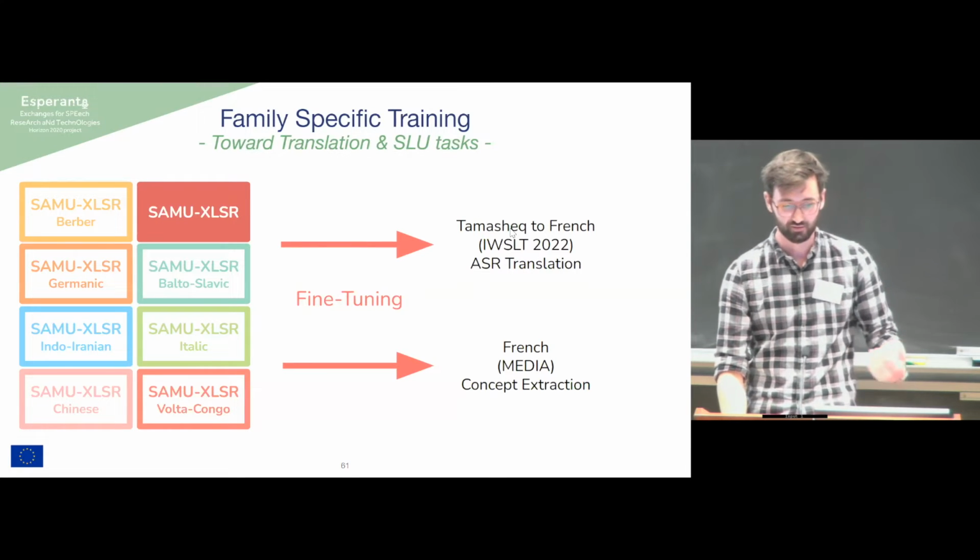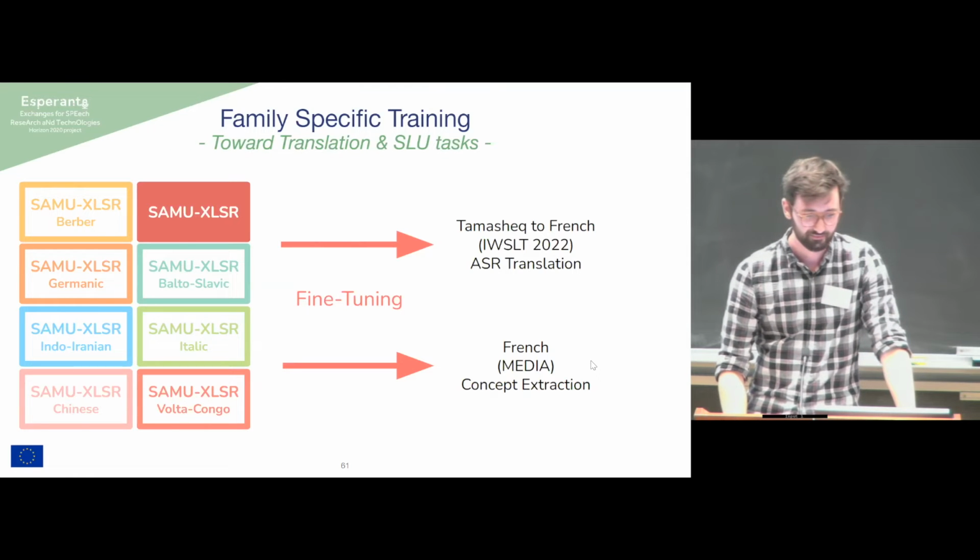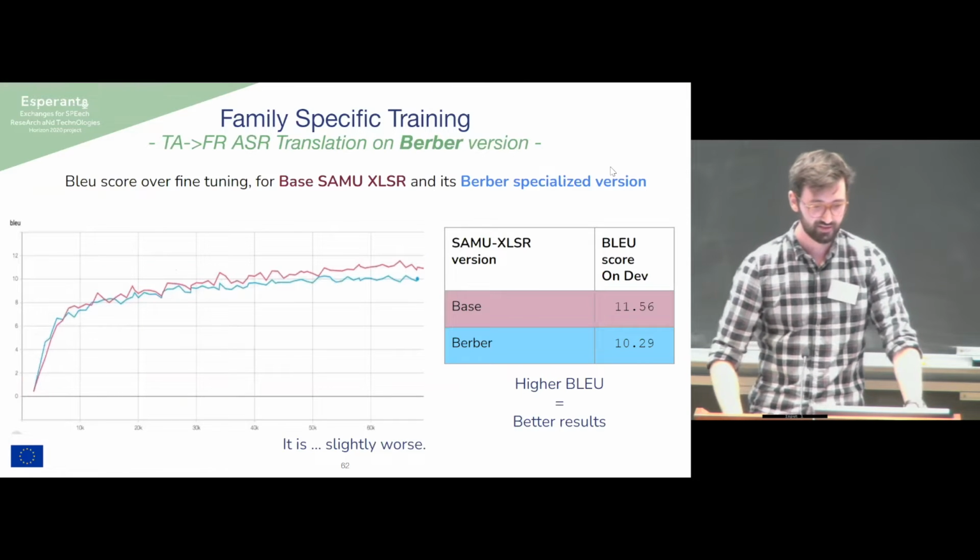model will provide better results for Tamashek to French, and if, for example, the Italic model will perform better on French, because French is part of the Italic family. So let's get the first results.